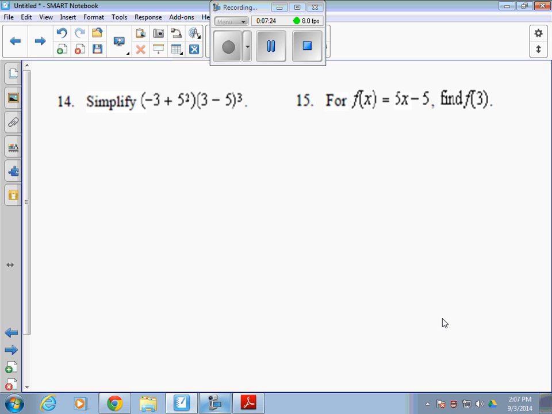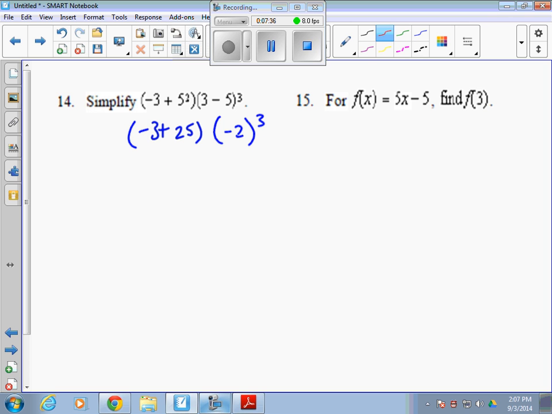14 says simplify this. Negative 3 plus 5 squared. 5 squared is 25. Negative 3 plus 25 is positive 22. Next, negative 2 cubed: negative 2 times negative 2 is positive 4, times negative 2 is negative 8. So you have 22 next to negative 8.